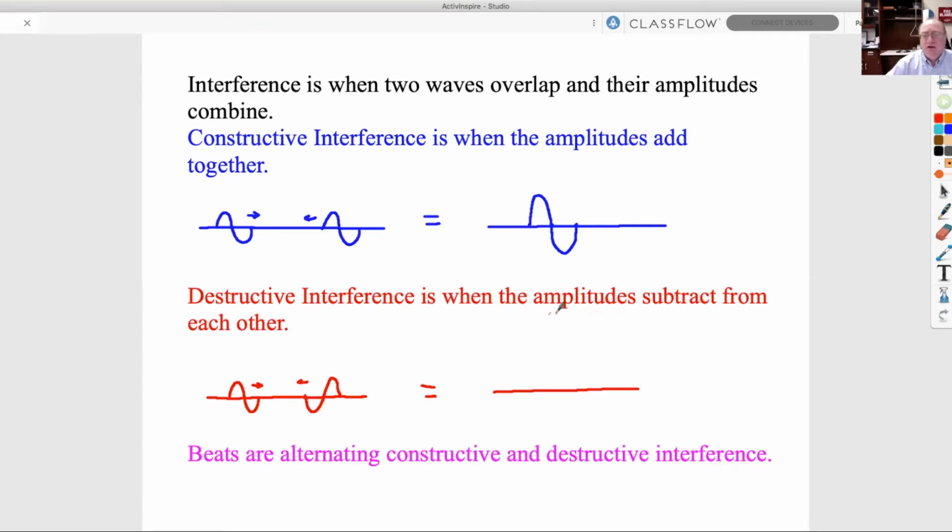Destructive interference is when the amplitudes subtract from each other. So in this example, we have this wave going to the right and this wave going to the left. And let's say they perfectly overlap. So this crest matches up to that trough, and this trough matches up to that crest. We have a 1 meter tall crest, and the amplitude for this one's also 1 meter, so that means we've got a 1 meter deep trough. So if a 1 meter tall hill meets a 1 meter deep valley, they completely fill in and you get nothing.